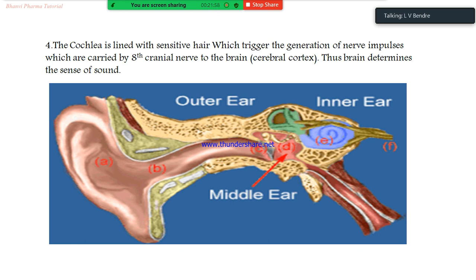The cerebral cortex of the brain determines the sense of the sound. In the inner ear, the sound wave is converted into an electrical signal. With the help of the eighth cranial nerve, the signal is transmitted to the brain.